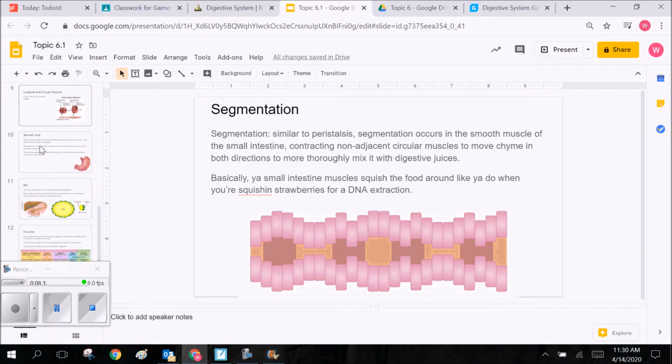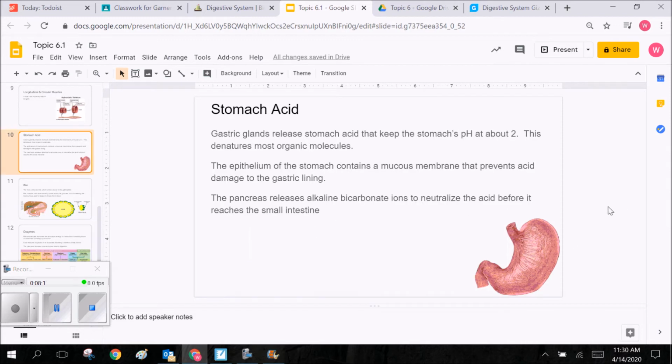So it's pretty cool. Okay, so stomach acid. Stomach acid is an extremely powerful acid. It is released by gastric glands within your stomach. It makes the pH about 2. That is very acidic. Think about the pH scale, it goes from 0 to 14. So 2 is very close to 0, which is the acidic side. So this is going to denature most organic molecules.